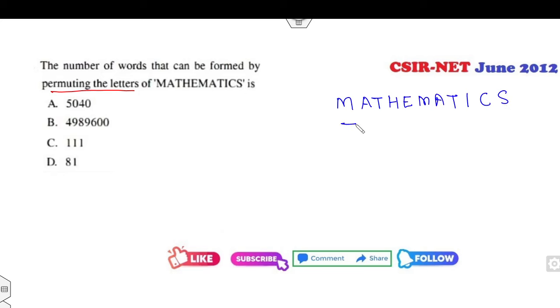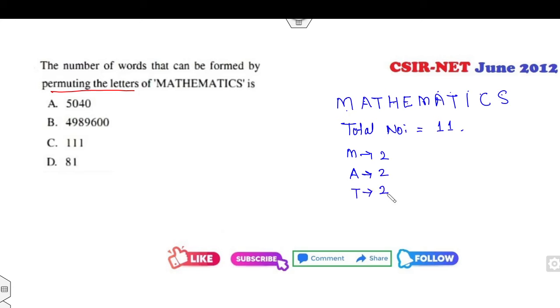M-A-T-H-E-M-A-T-I-C-S. So firstly find how many total numbers are there. What is the total words? 1, 2, 3, 4, 5, 6, 7, 8, 9, 10, 11. Fine. These are the 11 numbers. Now how many repetitions? How many times M occurs? M occurs 2 times. A occurs 2 times.